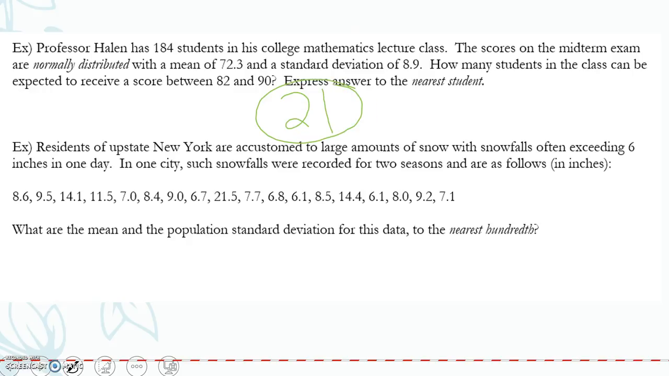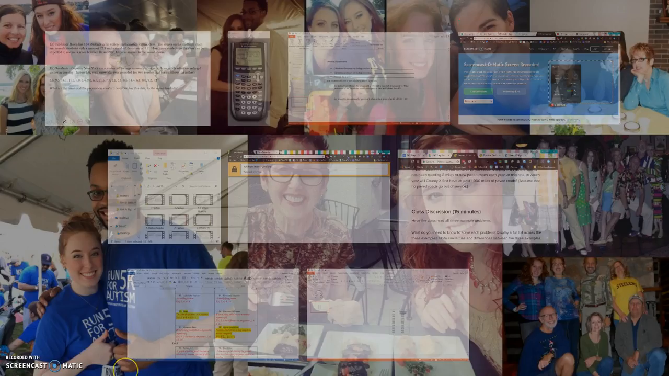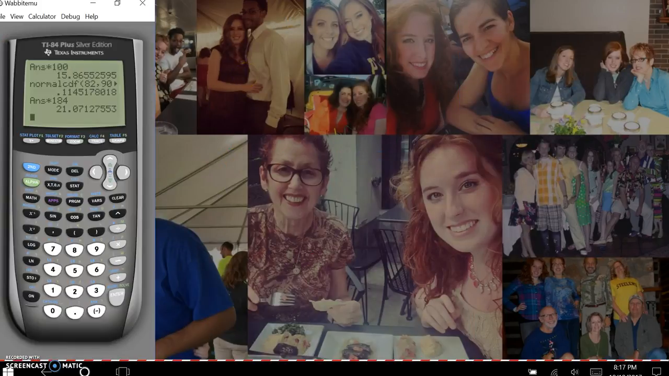Last one, it tells me about the residents of New York and the snowfall, and it gives me some data and says what's the mean and population standard deviation to the nearest hundredth. So what I need to do to find the mean and standard deviation is the first thing that I mentioned in this lesson. I have to go to Stat Edit in my calculator. I fill in all of the data into L1, which is already done. And then I hit Stat. I go over to Calc, and I hit 1 this time. I go down and hit Calculate.